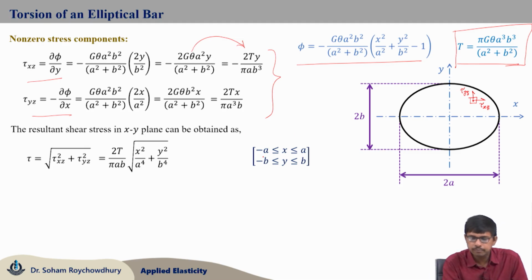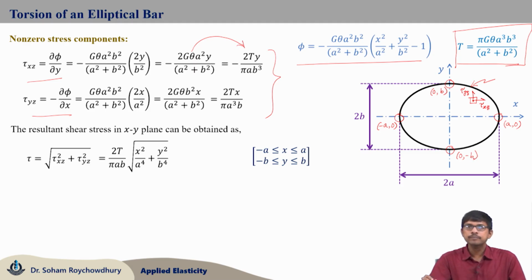Now, x can vary between minus a to plus a, y can vary between minus b to plus b. We also know for any torsion problem, the maximum shear stress occurs at the boundary, on the outer boundary. Now, the outer boundary has 4 critical points, 2 endpoints of the major axis, 2 endpoints of the minor axis. These are the 4 points where there is a possibility of having the maximum shear. The endpoints of the major axis are defined like a comma 0, minus a comma 0. Endpoints of the minor axis are defined like 0 comma b, 0 comma minus b.